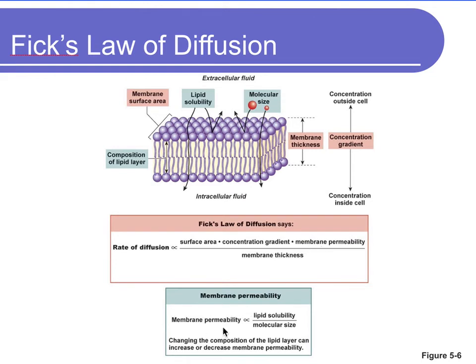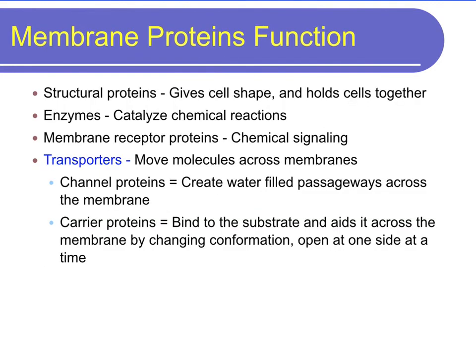And membrane permeability is your lipid solubility over your molecular size. So if your solute likes lipids, you'll diffuse much quicker. But if your molecule is really big, bigger molecules move slower, so you'll diffuse slower. And then membrane thickness. The thicker your membrane, the slower the rate of diffusion. It is inversely related.